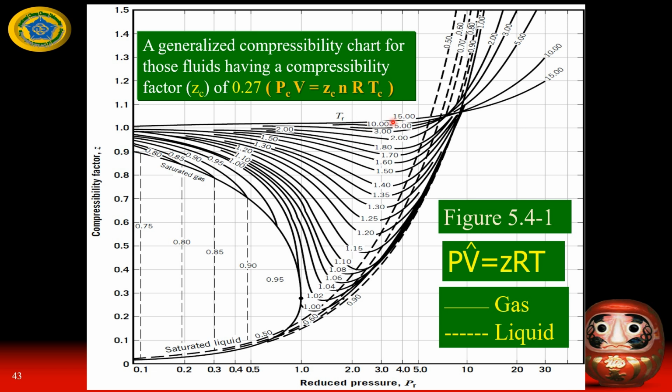So this solid line TR here is 1.5. This line is 1.8. This line 1.7. This line 1.5. This one 1.4. This line 1.25. And PR is here, and Z is here.